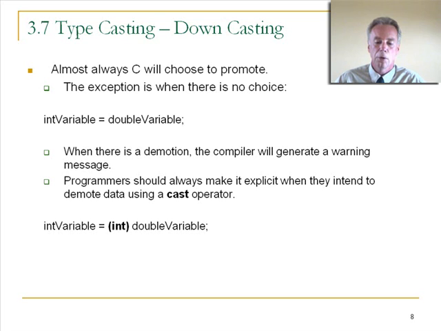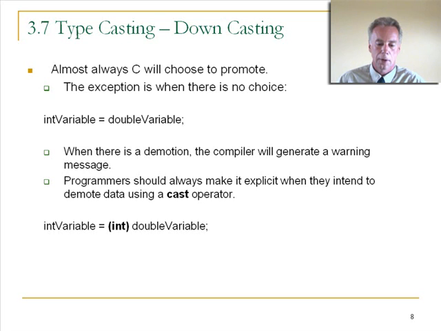So when there's a demotion, the compiler will generate a warning message. And the programmer, if you really wanted the integer part of that number stored in an integer variable, then you should have used an explicit downcast operator. So here's your first explicit cast operator. You put the data type inside of parentheses and put it in the expression. So a cast operator has one operand and it grabs onto what's on its right.